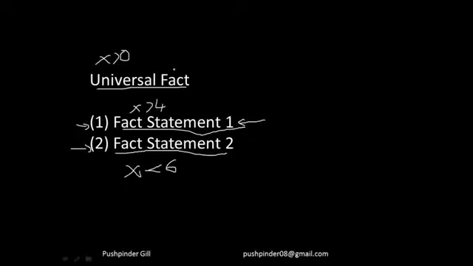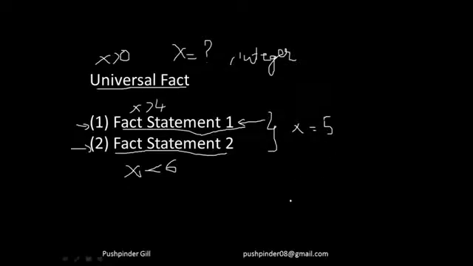If I ask you, what is the value of x? I say x is positive, and I say x is an integer as well to make your life easy. Fact statement 1: x is greater than 4, so x can be 5, 6, 7, 8, and so on. Fact statement 2: x is less than 6, so x can be 1, 2, 3, 4, 5. And if I combine both statements, I can use both fact statements and say x is greater than 4 but less than 6 and an integer. That means x has to be equal to 5. This is how you solve a data sufficiency question. I've given you the simplest of questions so that you understand it.